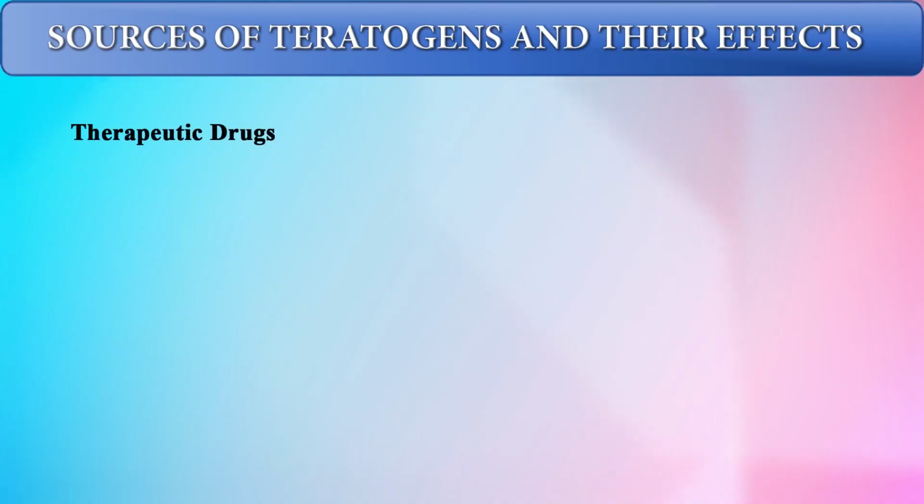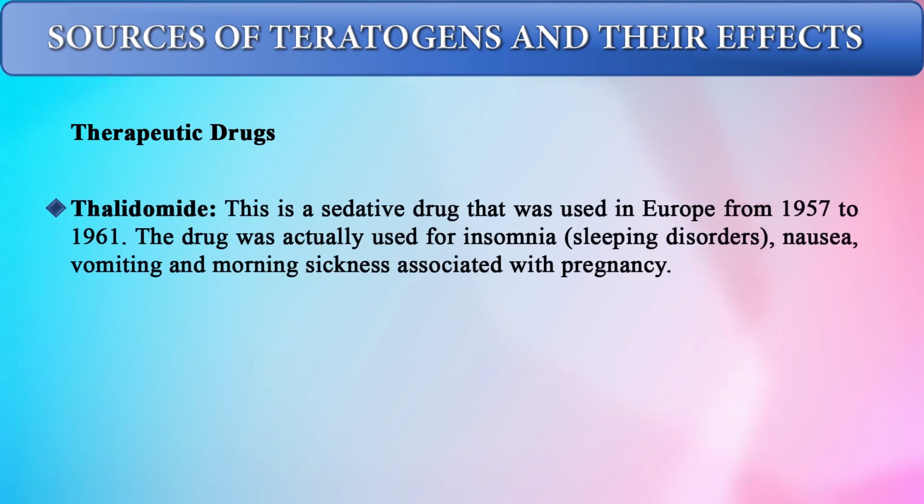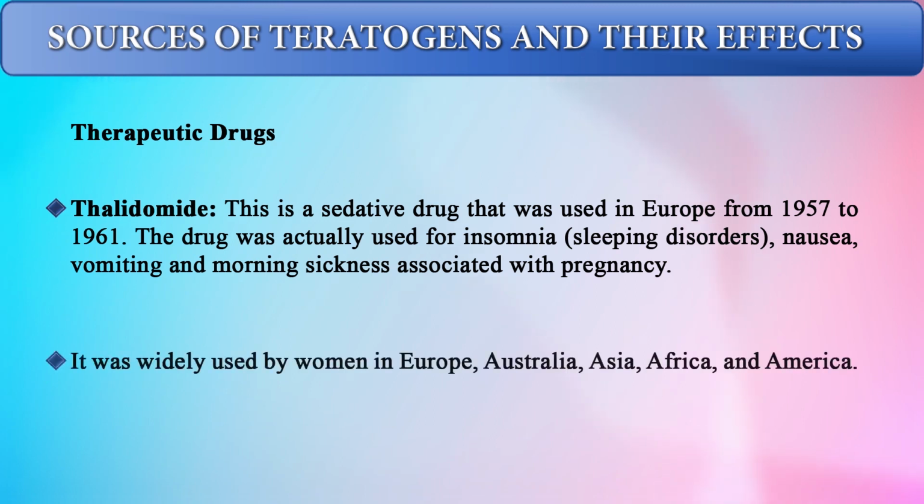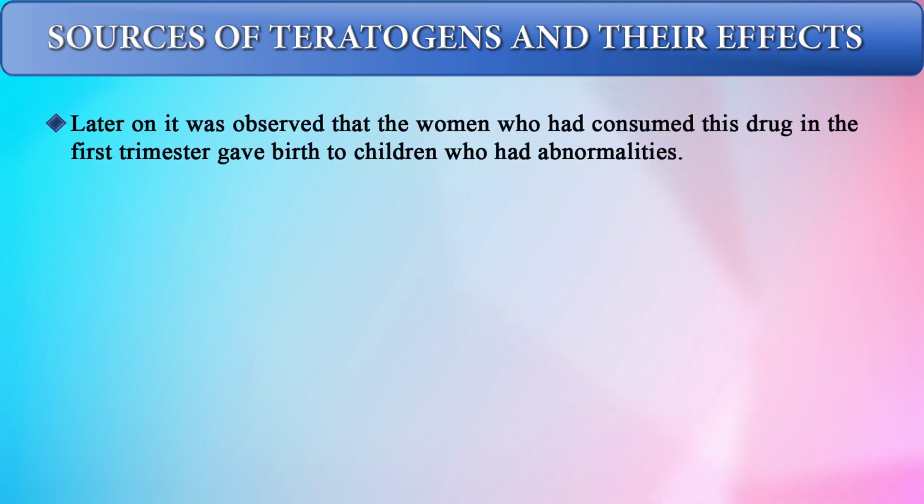Therapeutic drugs. One example that we had already given was thalidomide. This was a sedative drug. It was used in Europe from 1957 to 1961. The drug was used for insomnia, that is sleeplessness, and for nausea, morning sickness, vomiting and so on associated with pregnancy. It was widely used by women in Europe, Australia, Asia, Africa and also America. Later it was observed that the women who had consumed this drug in the first trimester gave birth to children who had certain abnormalities.